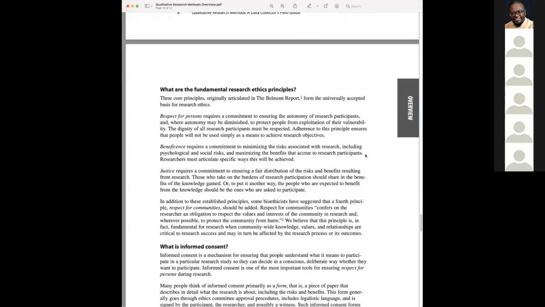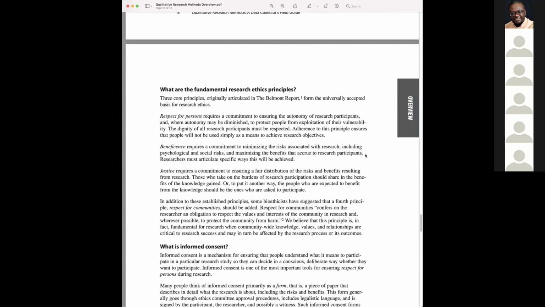Justice requires a commitment to ensure a fair distribution of risks and benefits resulting from the research. Those who take on the burdens of research participation should share in the benefits of the knowledge gained. In other words, people who are expected to benefit from the knowledge should be the ones who are asked to participate. Okay, that's interesting.